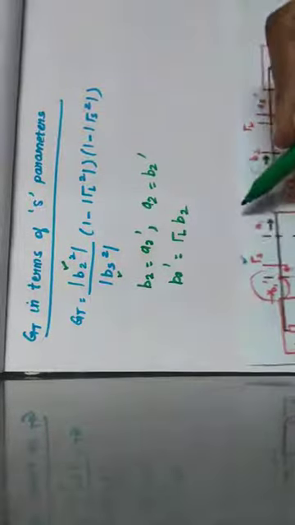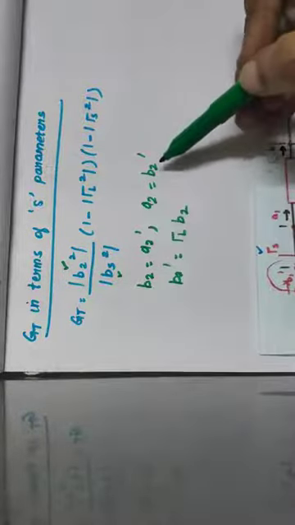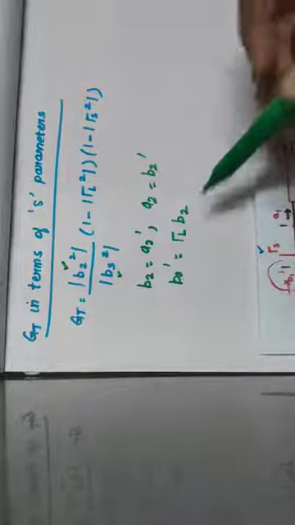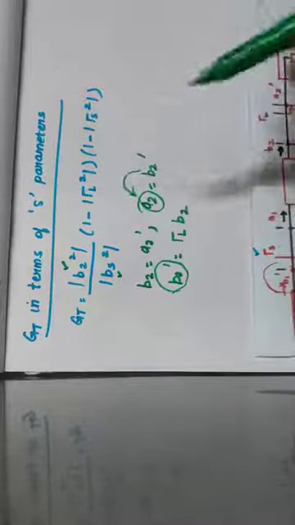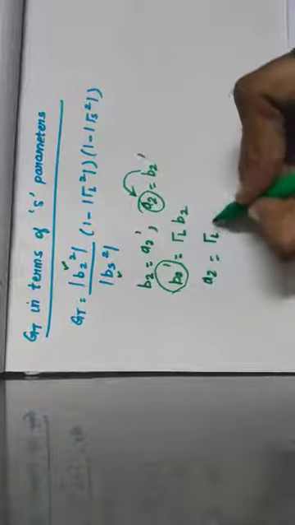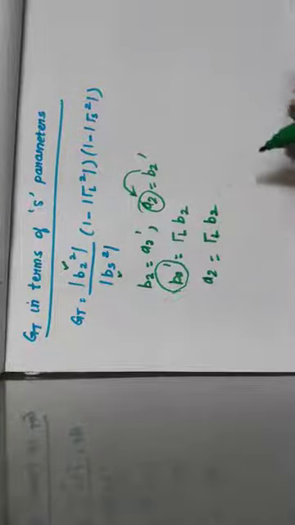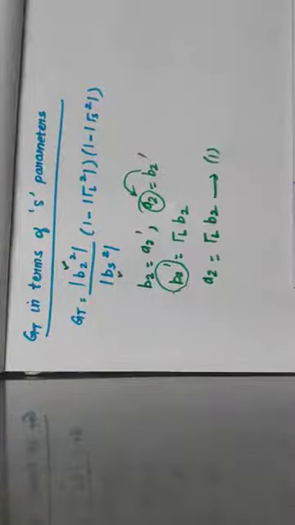Right. So we have written B2' is equal to Γ_L times B2, and here B2 is equal to A2' and A2 is equal to B2'. So from this what can be equated? B2' here is equal to A2. So I can write A2 is equal to Γ_L into B2, right? Let us have this as equation number 1.